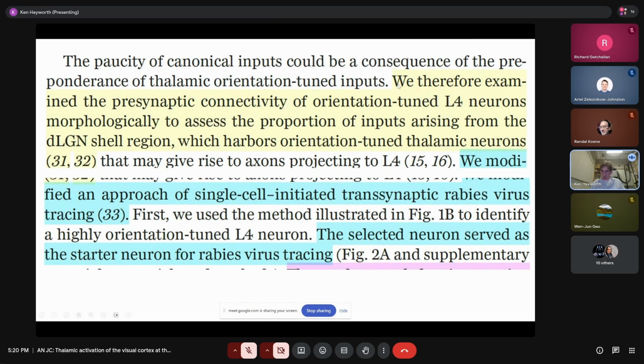So let me just read this. The paucity of canonical inputs could be the consequence of a preponderance of thalamic orientation-tuned inputs. So maybe Hubel and Wiesel are wrong, basically, is what they're saying, right? We therefore examine the presynaptic connectivity of the orientation-tuned L4 cells morphologically to assess the proportion of inputs arising from the LGN shell region. They used a transsynaptic rabies virus, and let me show you that.